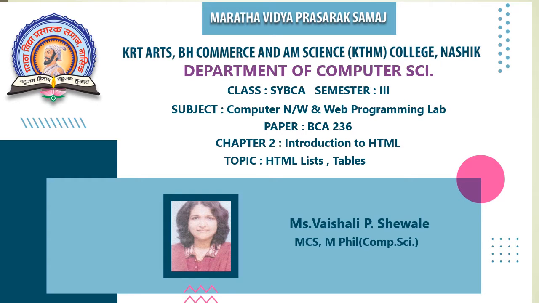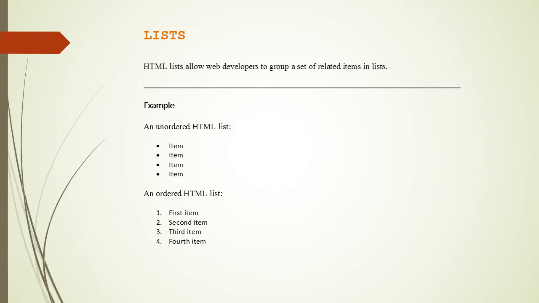Hello everyone. We are going to see the next part of second chapter, that is HTML list and HTML tables. Consider about HTML list. HTML list allows web developers to group a set of related items in the list. There are two types of HTML list, unordered and ordered.